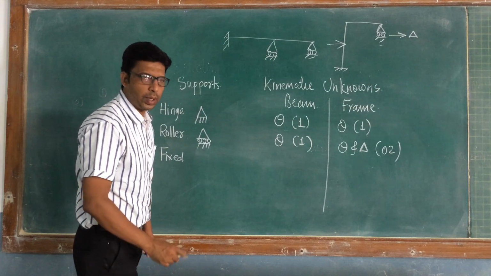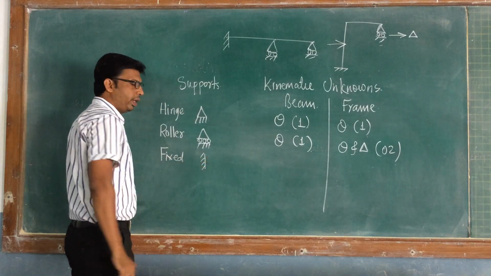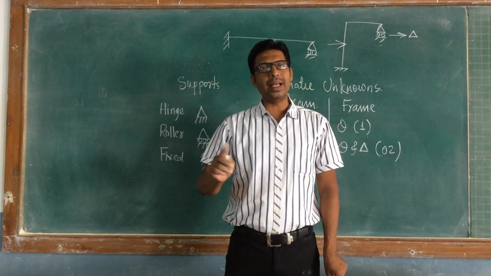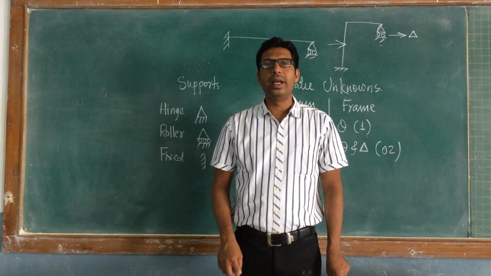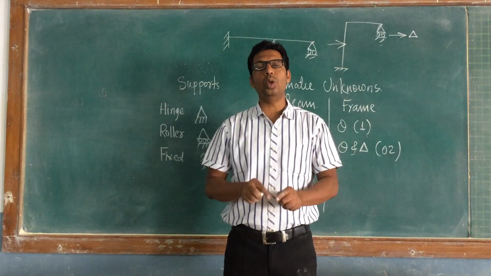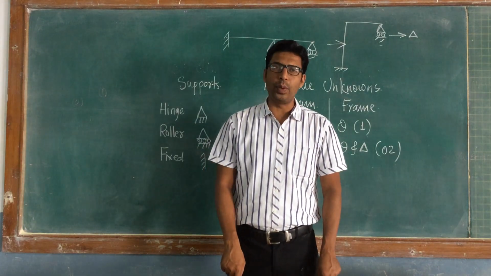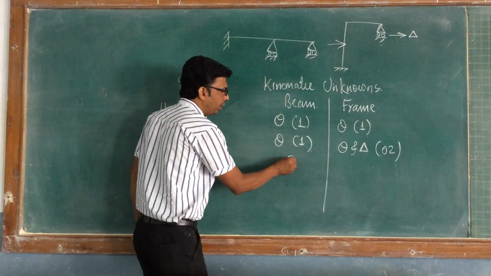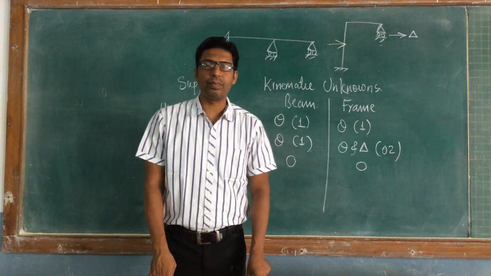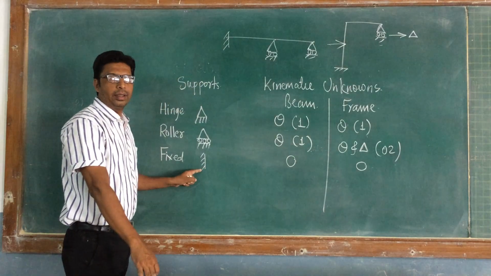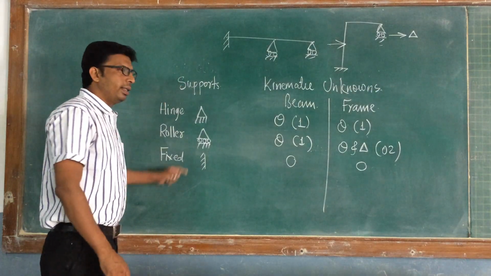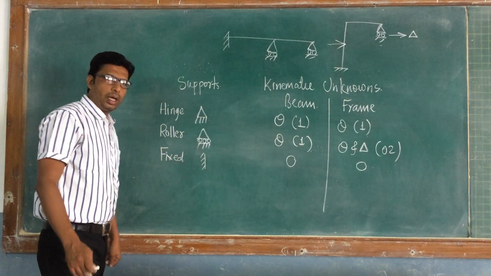Then third type of support is fixed support. If fixed support is provided, we know that fixed means there is no translation. Translation means displacements. There is no translation, there is no rotation. Okay? All the kinematic unknowns are 0 at fixed support. So therefore, in both the structures, beam as well as frame, if fixed support is provided, kinematic unknowns are 0. Okay? These are the 3 regular supports. There are 2 more.